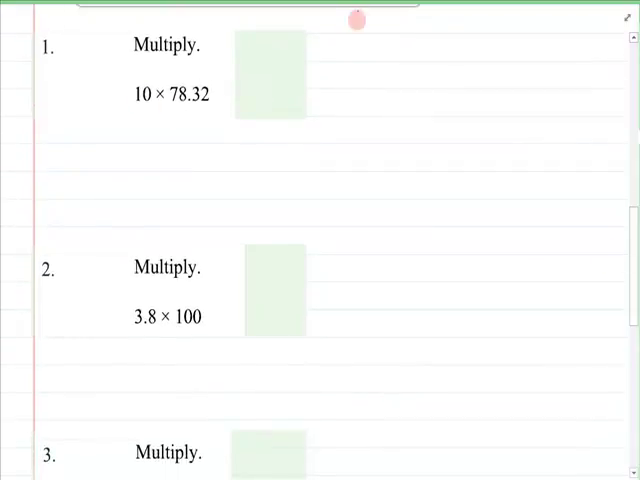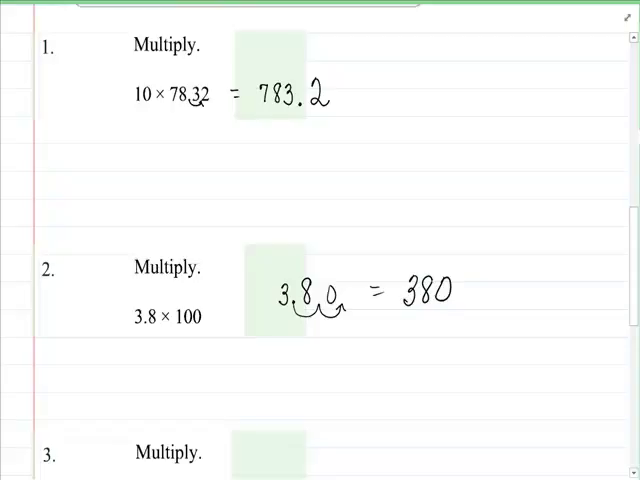All right, on this one I'm multiplying by 10, so that's a shortcut. I don't even have to write the problem down. Multiplying by 10 moves the decimal 1 place to the right. So this will equal 783.2. So I really like to multiply by powers of 10. Here I'm multiplying by 100. So I will take 3.8, and because I'm multiplying by 100, that's 2 zeros, that's 1, 2 decimal places. The answer is 380. So multiplying by powers of 10, 10, 100, 1,000, and so on, very much a shortcut.